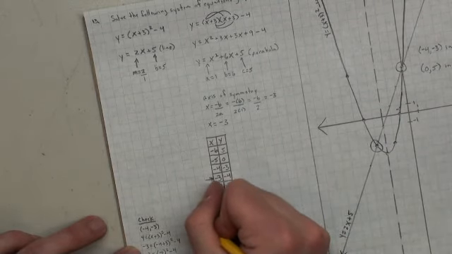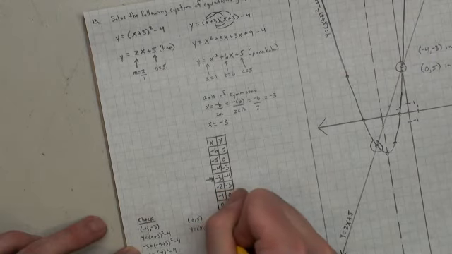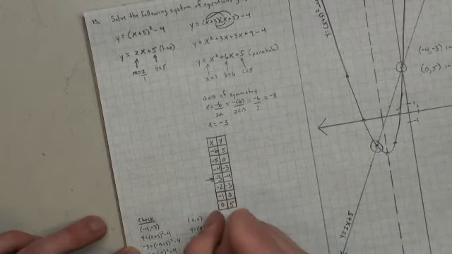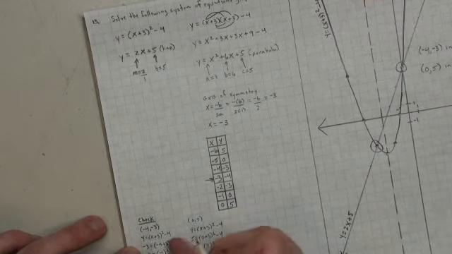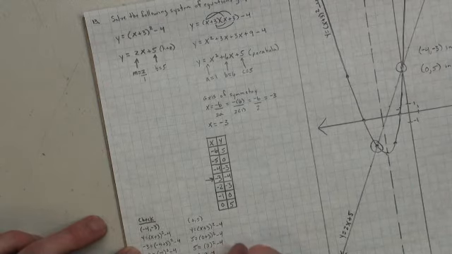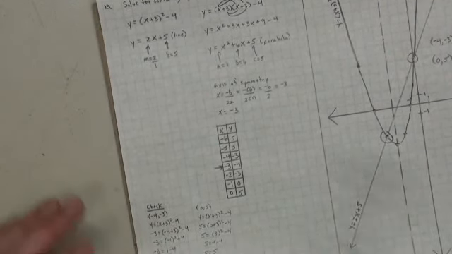Next point is 0, 5. And first I'm going to check that in y equals (x plus 3) squared minus 4. 5 equals 0 plus 3 squared minus 4. 5 equals 3 squared minus 4. 5 equals 9 minus 4. 5 equals 5. Now let's check it in y equals 2x plus 5. 5 equals 2 times 0 plus 5. 5 equals 2 times 0 is 0. 0 plus 5 is 5. So it checks in both.